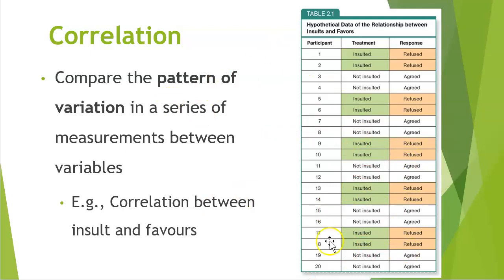But the key thing with correlation is that you're measuring behavior. You're not manipulating behavior, you're just measuring it. Okay, so it's similar to that naturalistic observation, except instead of just describing the behavior, you're actually measuring it.